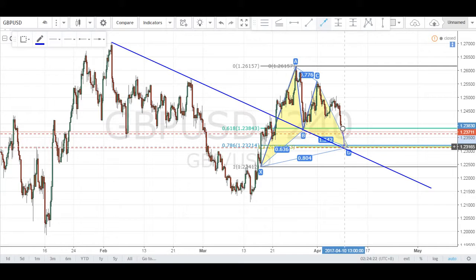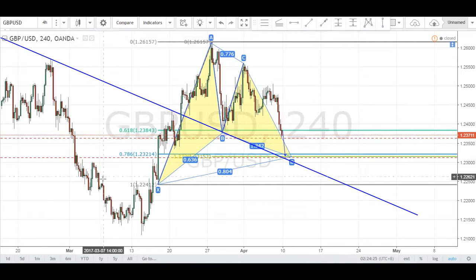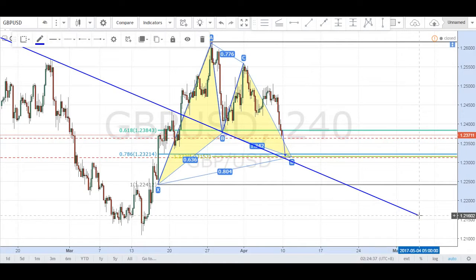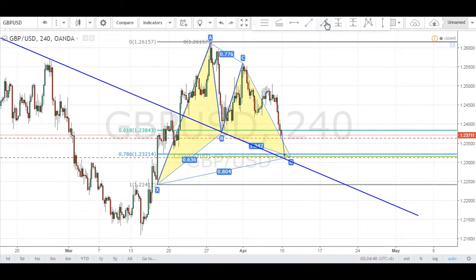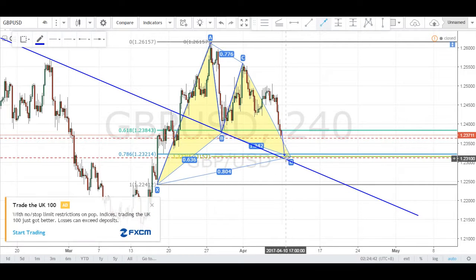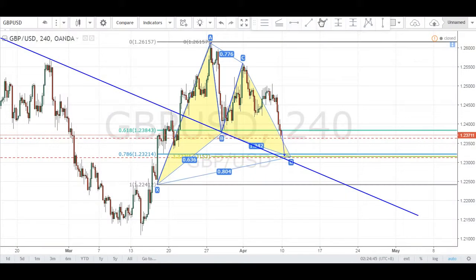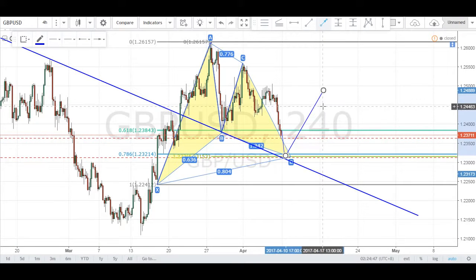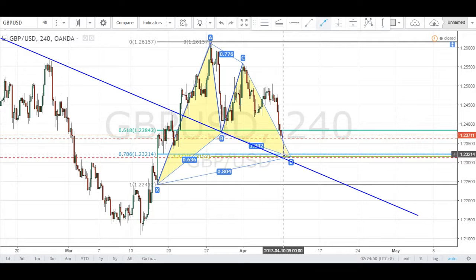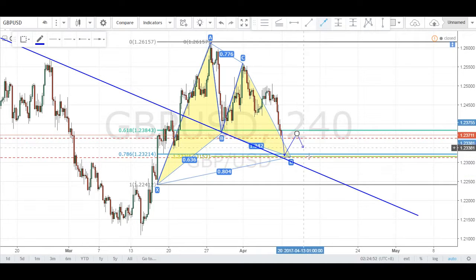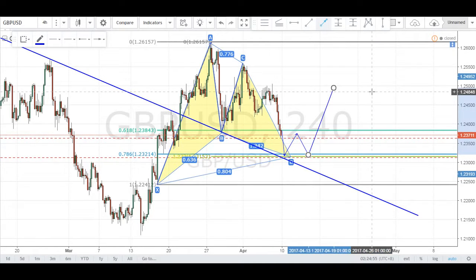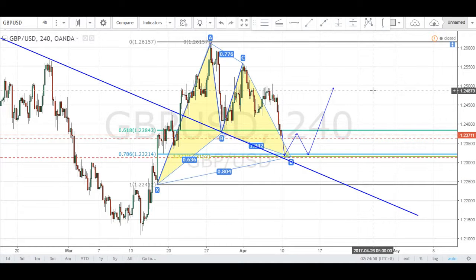If price comes into this area, we have a confluence of structure from our red line. We have a confluence of Fibonacci levels, 786 retracement and a 127 extension, and we also have our local trend line right here. So if price were to come down in this area, thus completing our Gartley pattern, I would be looking to buy the pair. However, like I always say, if you are conservative in your trading, you can look for a potential double bottom before you go long. So this has been the pound dollar.